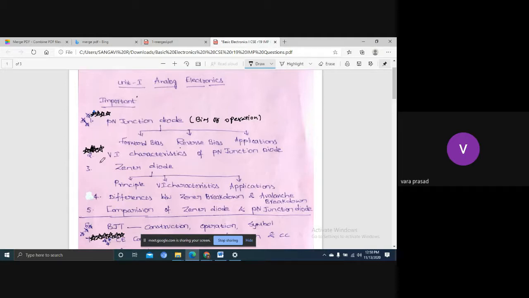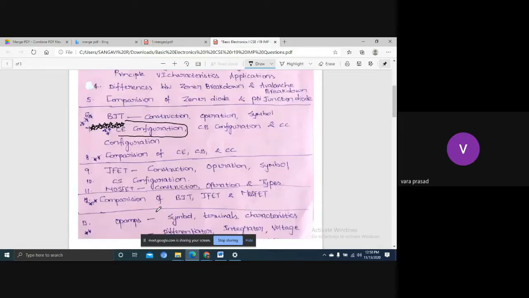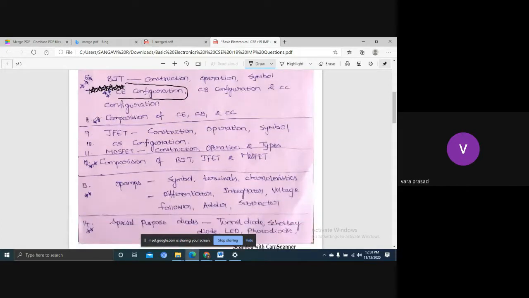This is also very important. Next, same thing, the Zener diode. For this Zener diode, VI characteristics and operation they can ask. These two questions are very important. And the third question I am expecting is the CE configuration of BJT. This is one important question. Next, compare CE, CB, CC configurations. I am expecting these two questions from this.